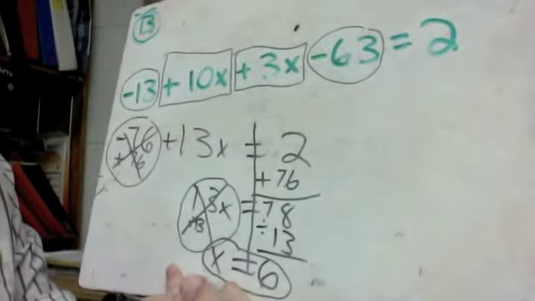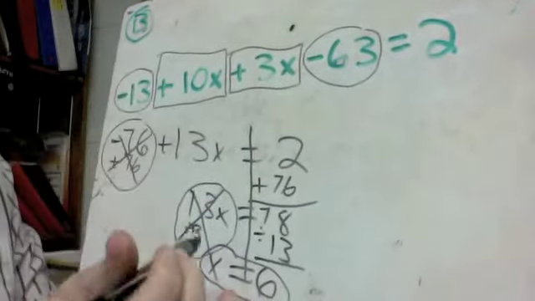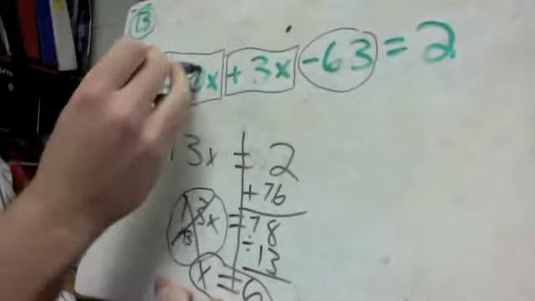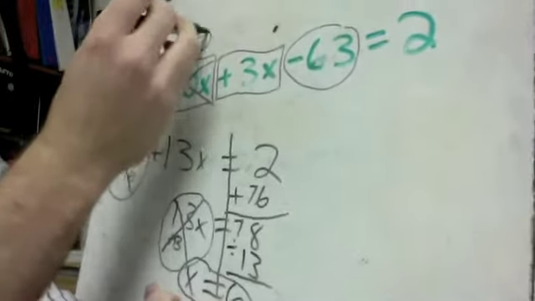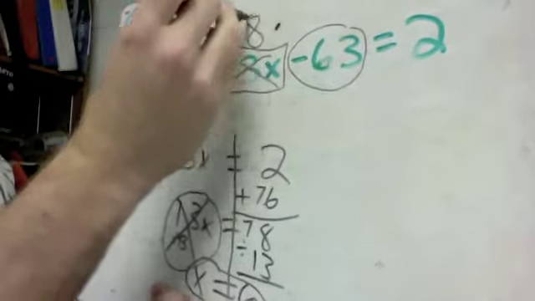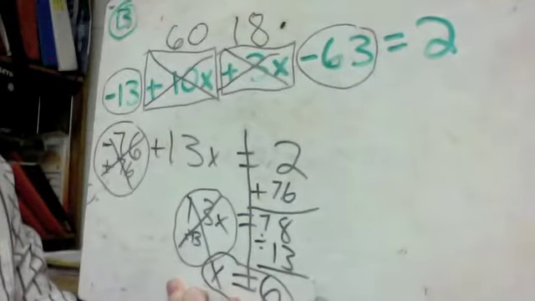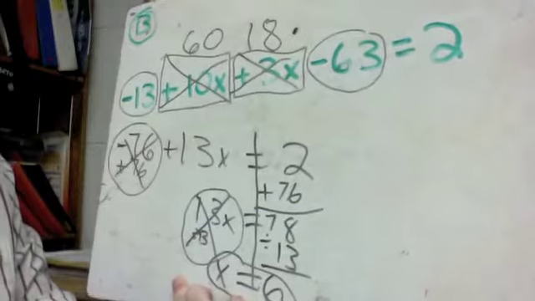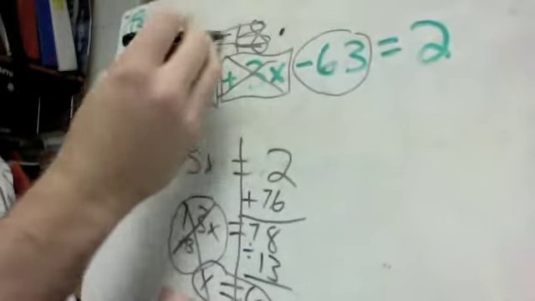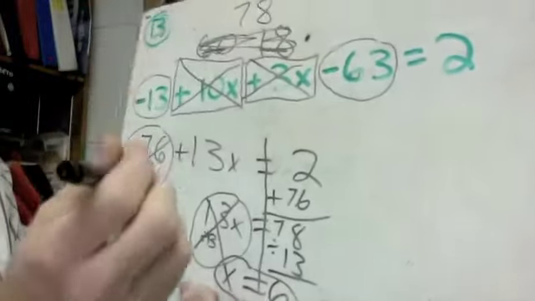Now to make sure we're right, we should be able to put it back into the original. So anytime you see an x, 6 goes in there. 10 times 6 is 60. 3 times 6 would be 18. Now we just need to add everything together. 60 and 18, if I put those together, are going to be 78.